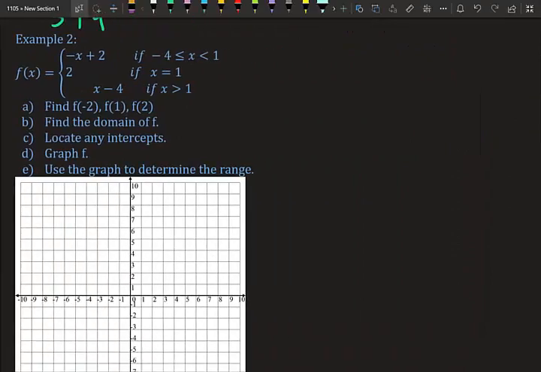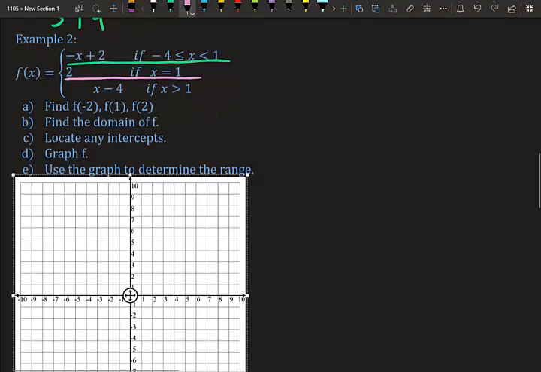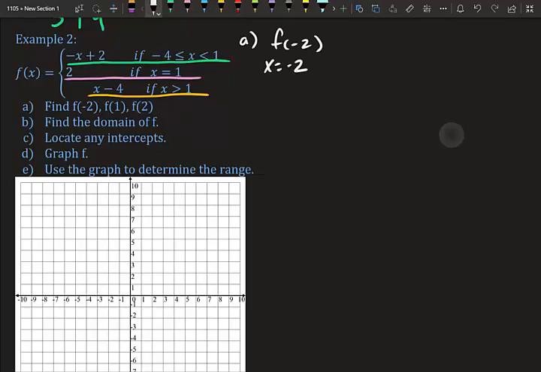Example 2. So we have our 3 equations. Let's go ahead and underline them. Alright, so for part A, it's telling us we have f of negative 2, which is just x equals negative 2. We have f of 1, meaning x equals just 1. And then we have f of 2, which just means x equals 2. So let's look in our domain and see where they fit.